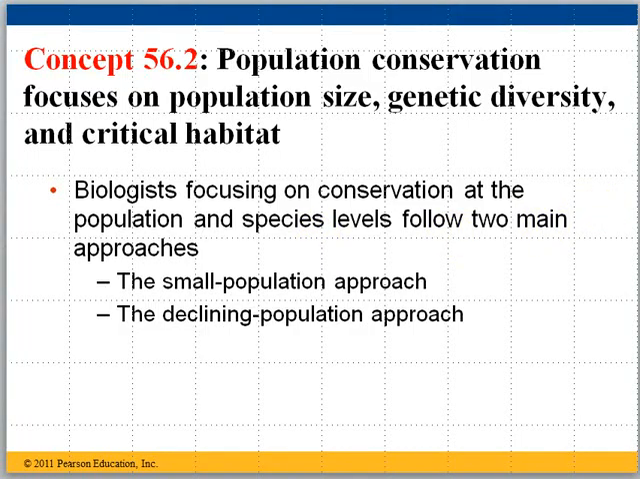Concept 56.2 says population conservation focuses on population size, genetic diversity, and critical habitat. If you are a biologist who focuses on conservation, you have two ways of going about your job, or two different methods that conservation biologists often follow. So we're going to look at those two main approaches. One of them is called the small population approach. The other is the declining population approach.